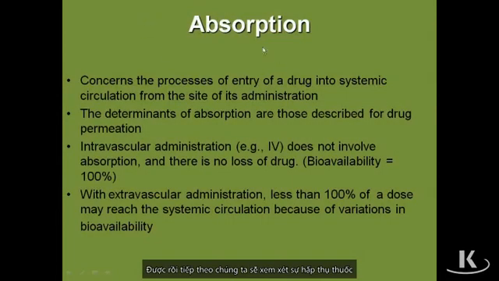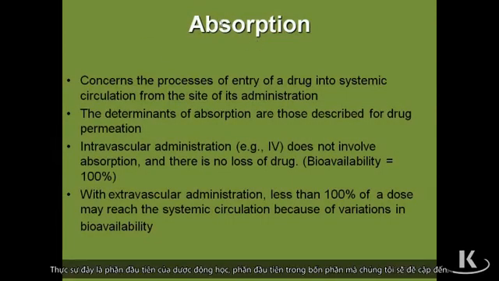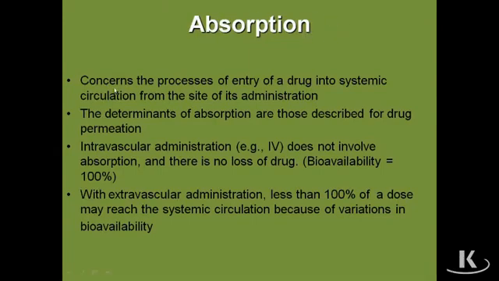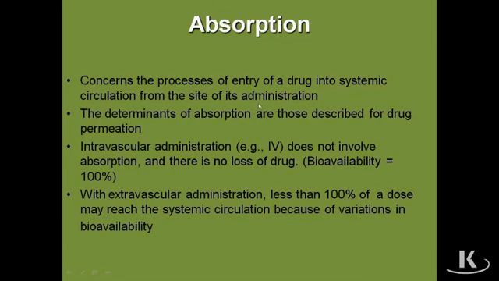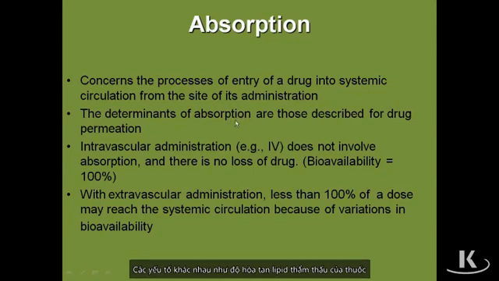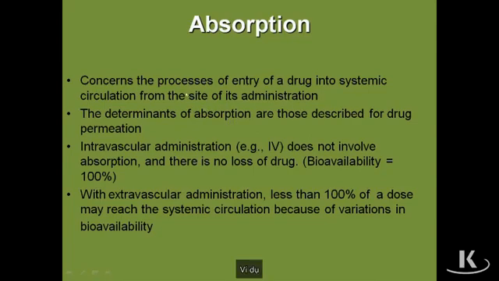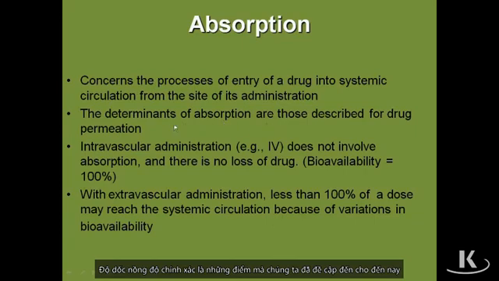Okay, next we're going to look at drug absorption. Really, this is the first part of pharmacokinetics, the first of the 4 parts that we're going to cover. Of course, drug absorption concerns the processes of entry of a drug into the systemic circulation from its site of administration. Of course, movement into the blood is going to involve various factors such as drug permeation, lipid solubility, for example, a concentration gradient, exactly those points that we've covered so far.